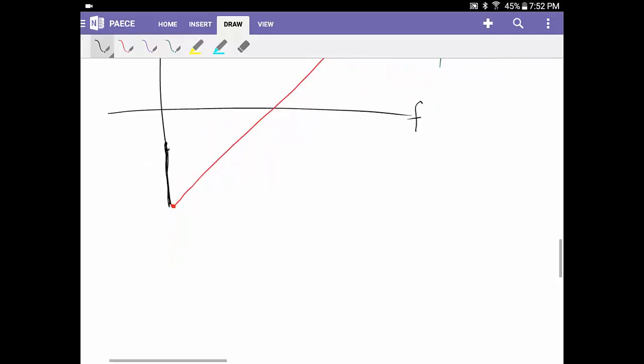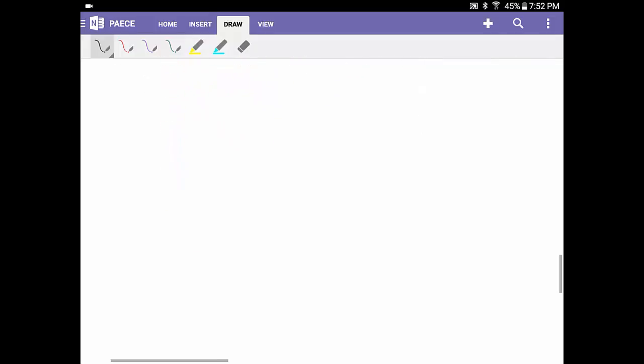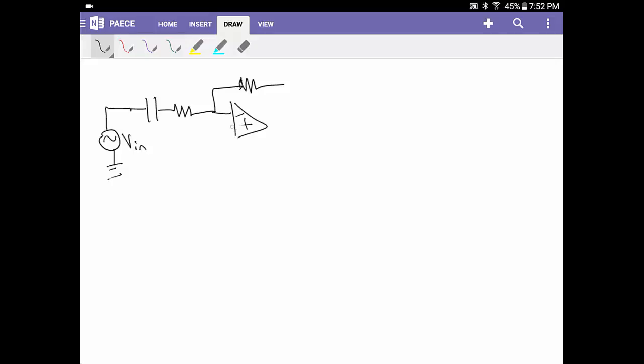So what ends up happening is we now can design a high-pass filter. Vn. So I'm still going to have our capacitor, but I'm going to put a series resistor with it. Same feedback resistor, same connections.